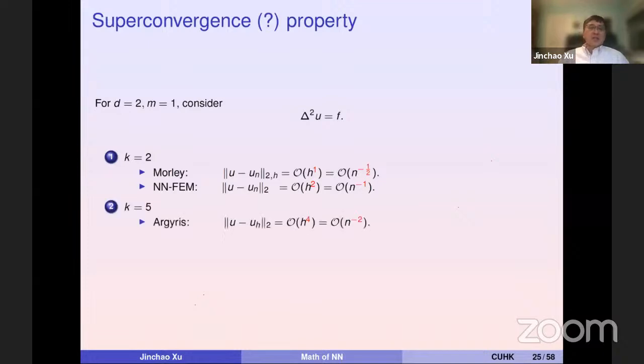If you do the Argyris type of element, Argyris fifth order, for the H2 norm normally you get h to the 4, n to the negative 2. But if you do the fifth order neural network element, you get something like h to the 8, n to the minus 4. So for some reason, the piecewise polynomial given by neural network has a much higher rate of convergence.